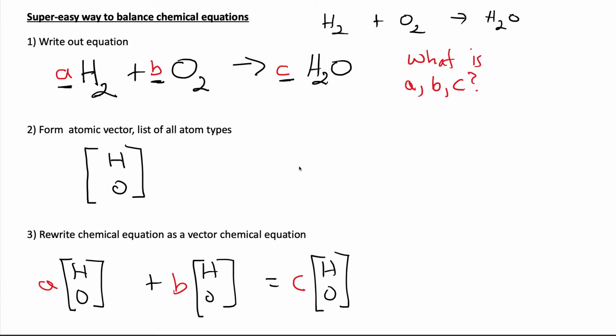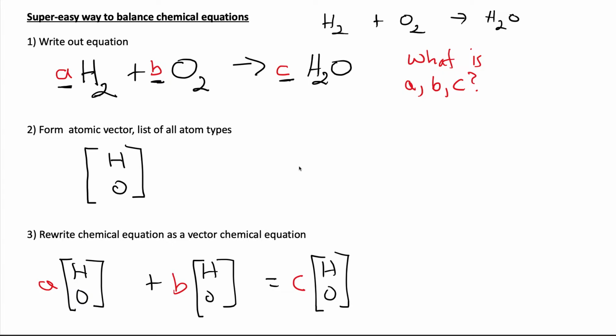So here I'm going to show you a super easy way to balance chemical equations. Usually if you take general chem in high school or college, they just show you a trial and error method to balance chemical equations, and there's more of an analytical solution that you can do using linear algebra and forming a system of equations. Sounds complicated, but it's actually really easy to do.